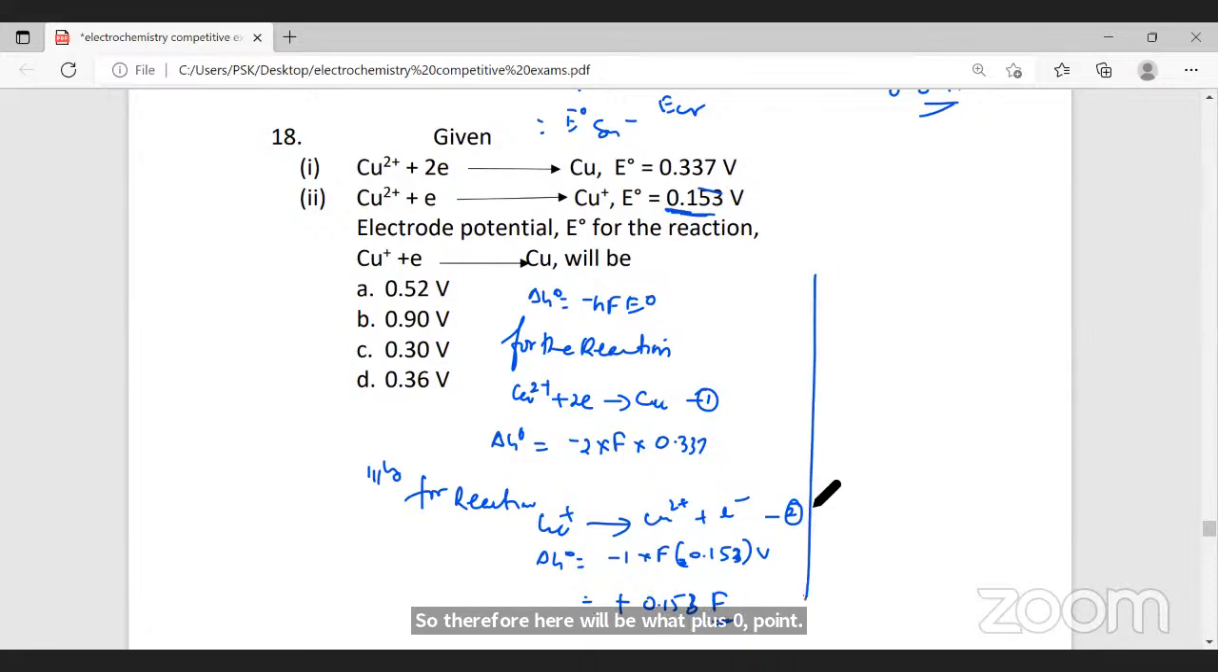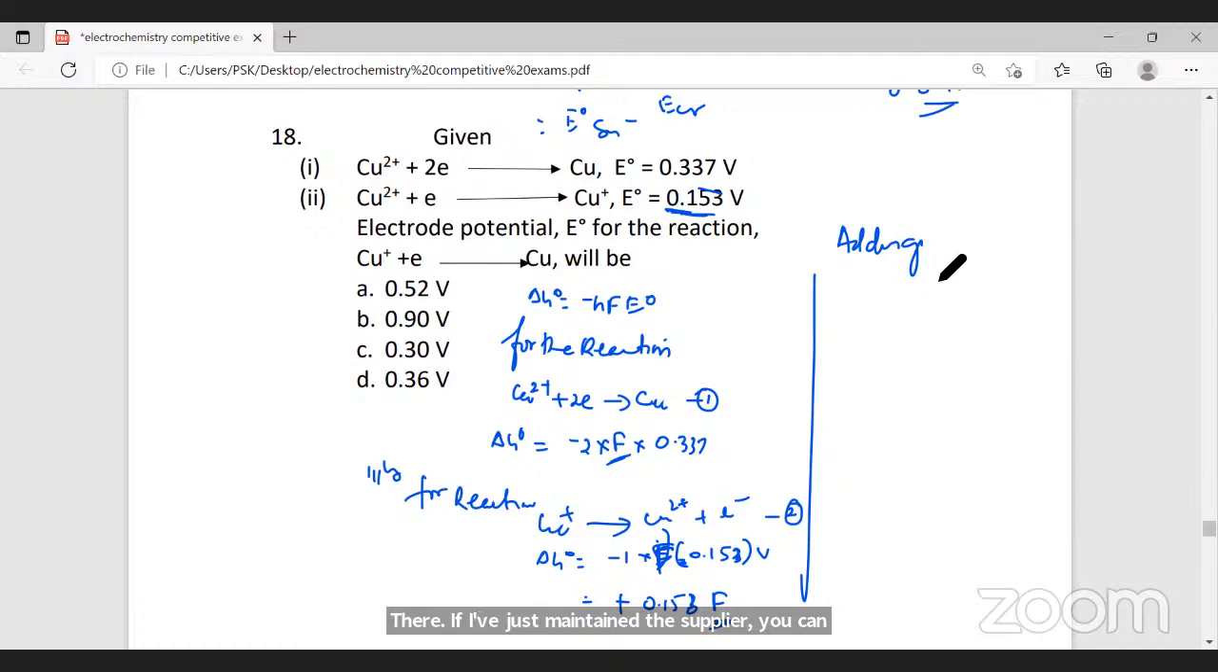So adding equation 1 and 2. Sir, is it joules? No, it's Faraday. See, this F is here, no? It is delta G naught. We haven't substituted F, sir. Yeah, I didn't substitute the F. I've just maintained the symbol F. Here also I've maintained F like this only.